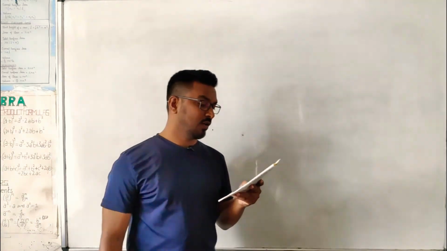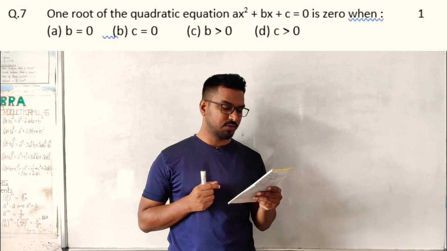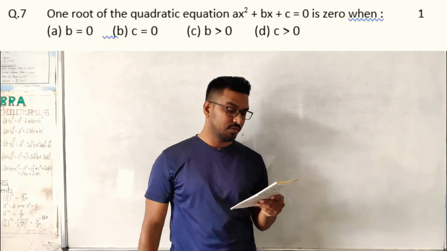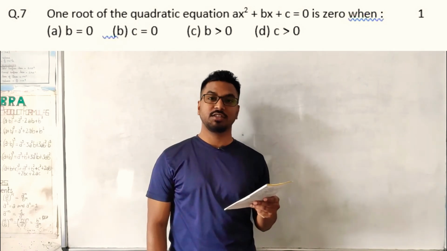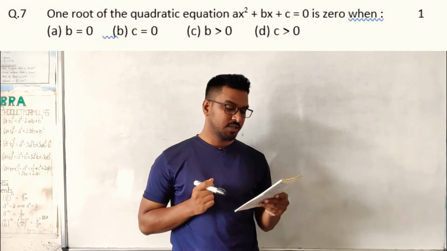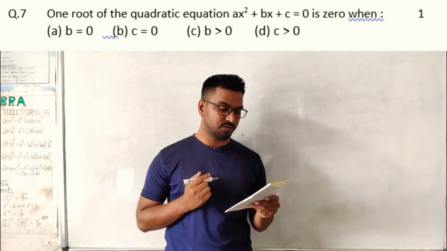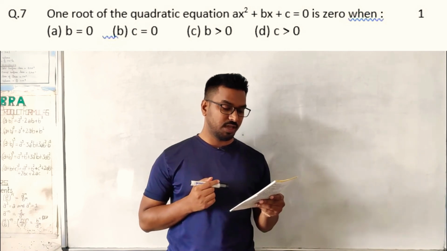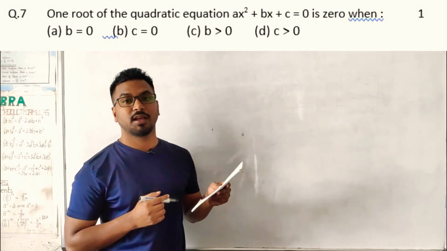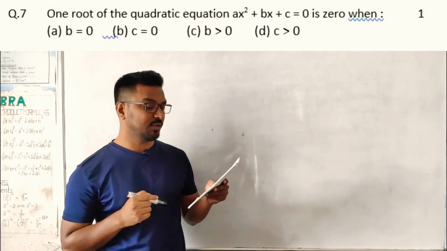Next question is: given one root of the quadratic equation ax square plus bx plus c equals to 0, and a not equals to 0, is 0. So one of the roots of the quadratic equation is 0. So it will be possible when? Option A is given b equals to 0, c equals to 0, option B c equals to 0, option C is given b greater than 0, option D is given c greater than 0. What will be the right answer? The right answer will be option B, c equals to 0.